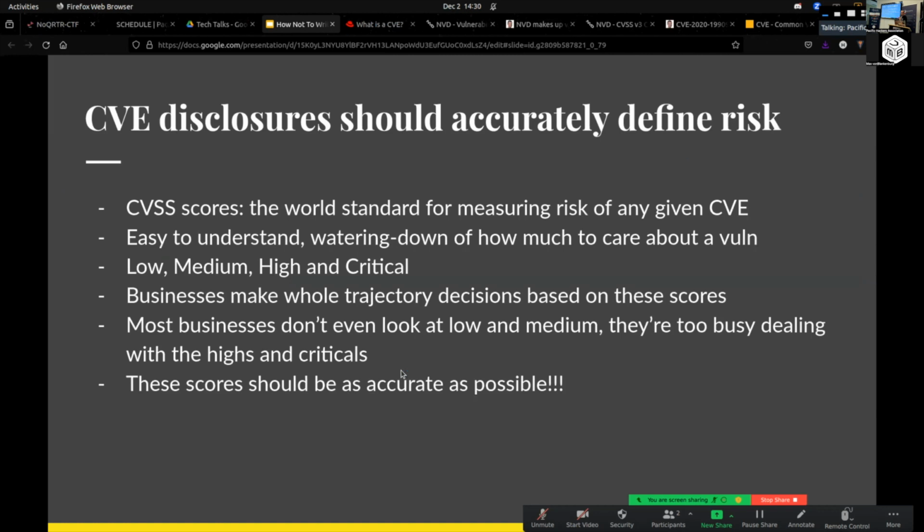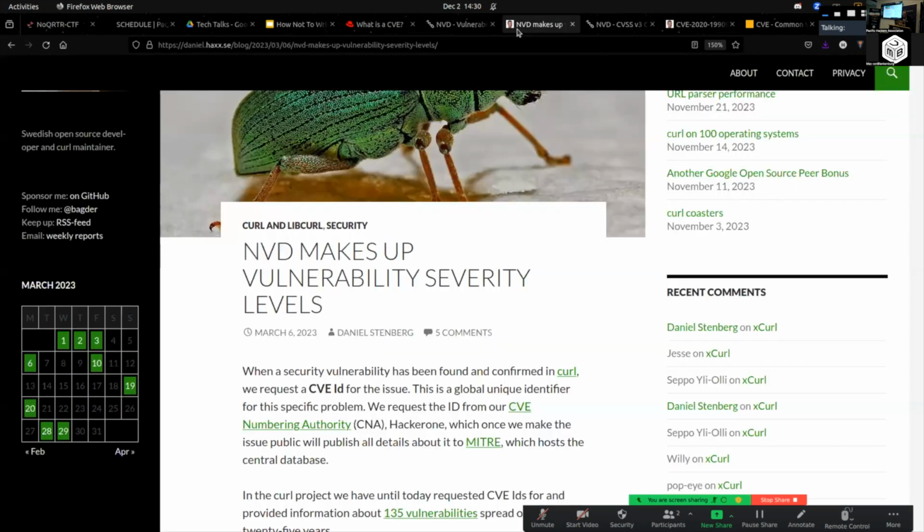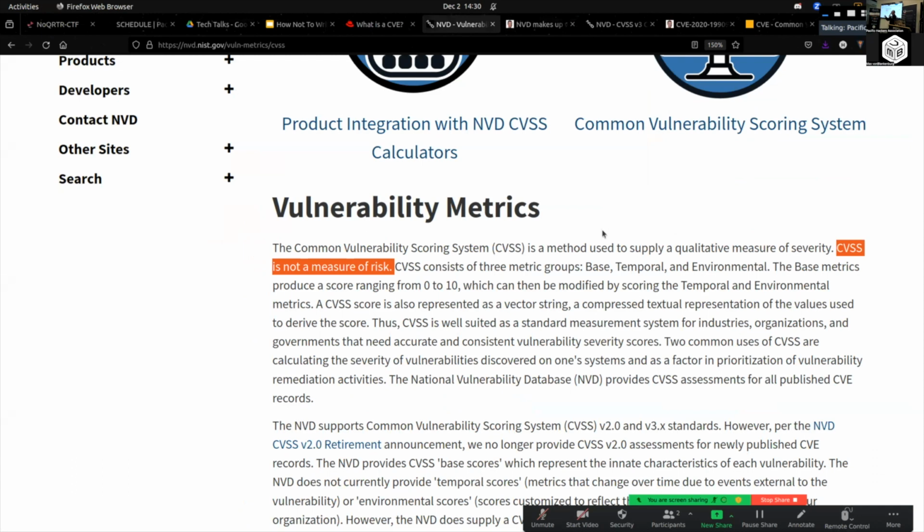Okay, I want to move on to the more interesting ones. Third, CVE disclosures should accurately define risk. I was going to introduce CVSS scores. Does anyone know what CVSS stands for? Yes, critical vulnerability scoring system. Tabs up here? How'd that happen? Common vulnerability scoring system. Close, basically. Yes, it is a method used to supply a qualitative measure of severity. How dangerous is this vulnerability?